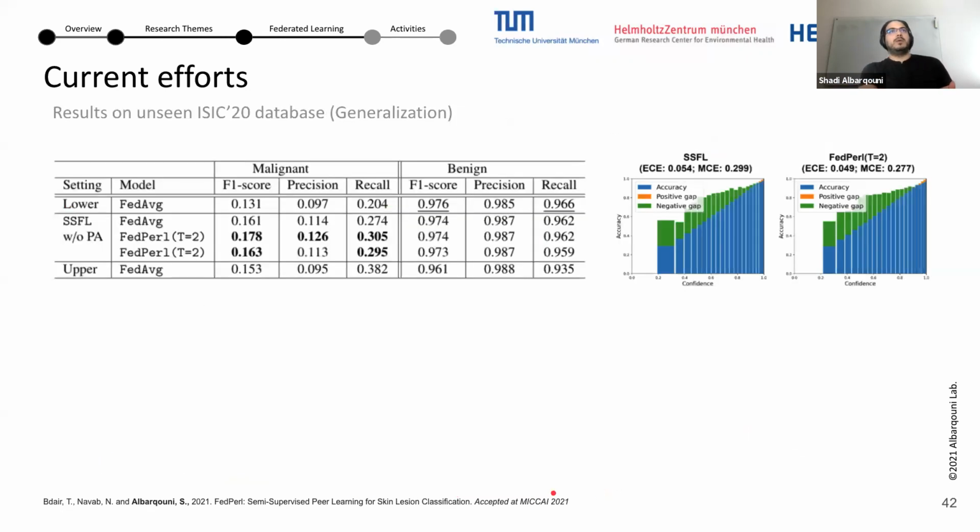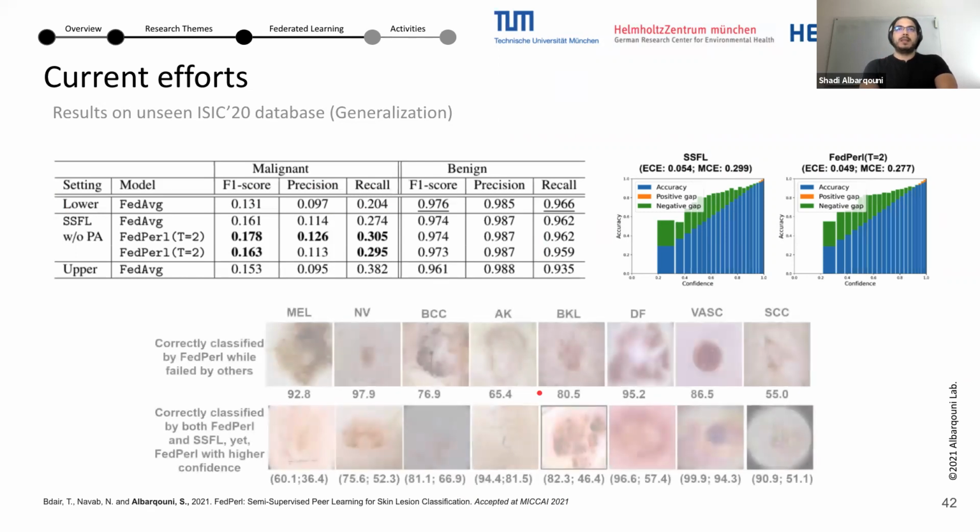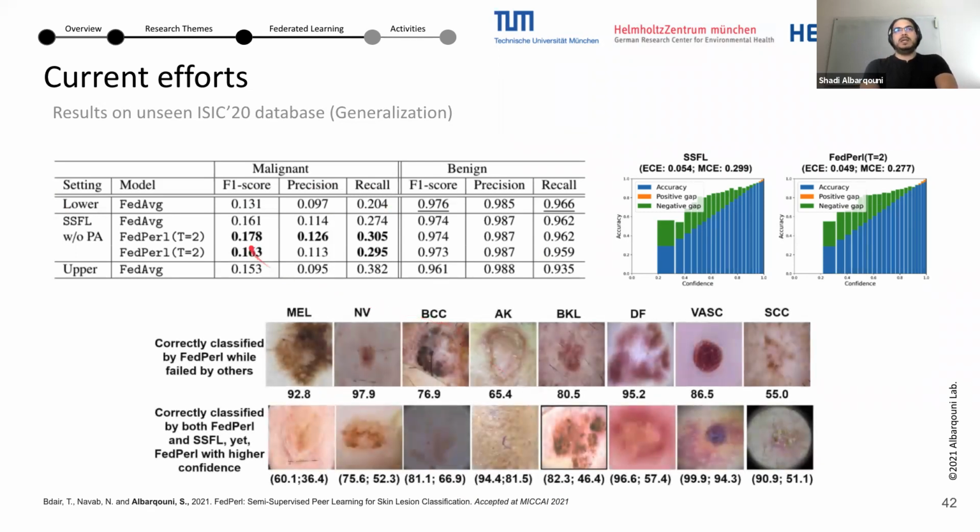Finally, we also tried to measure the generalization performance on the unseen client, which was ISIC 20. And what we could see here is that our model outperforms other models, even the upper bound model, in detecting malignant cases, which is quite surprising to us.